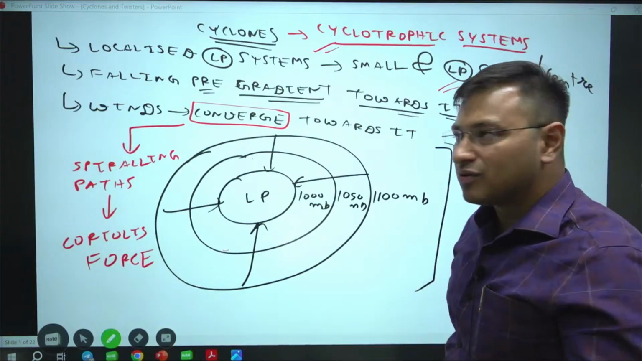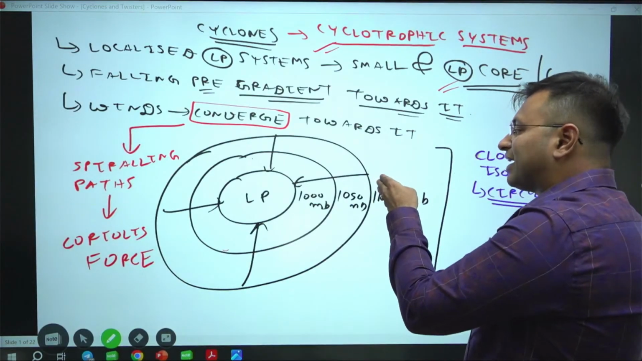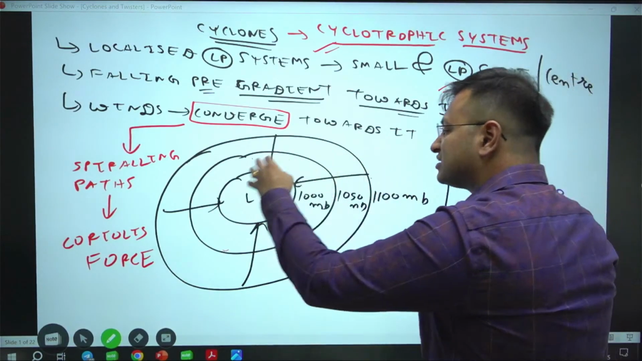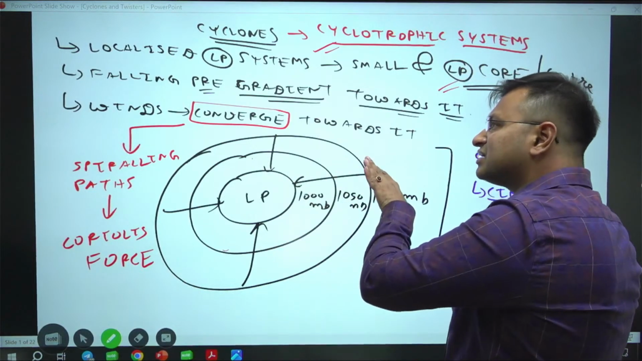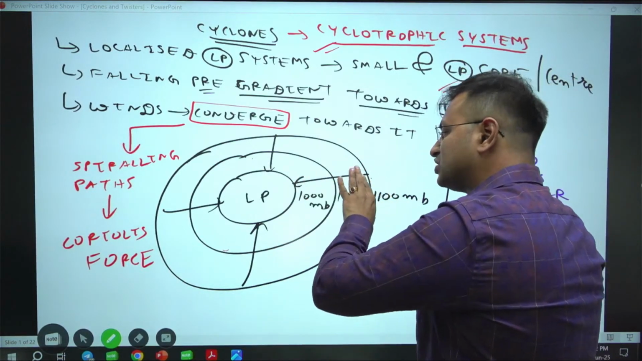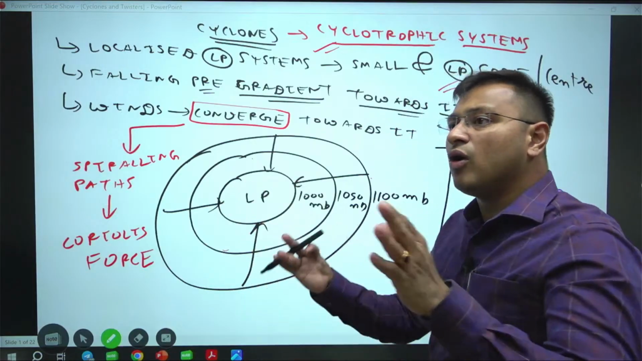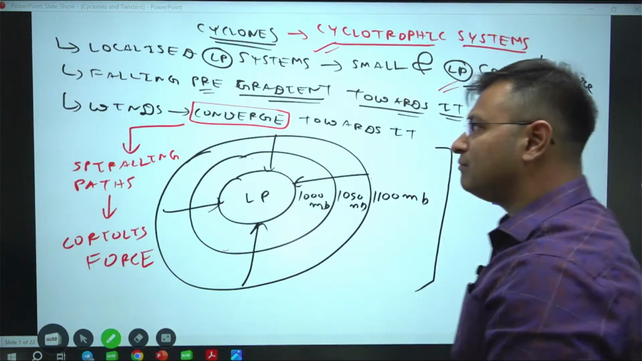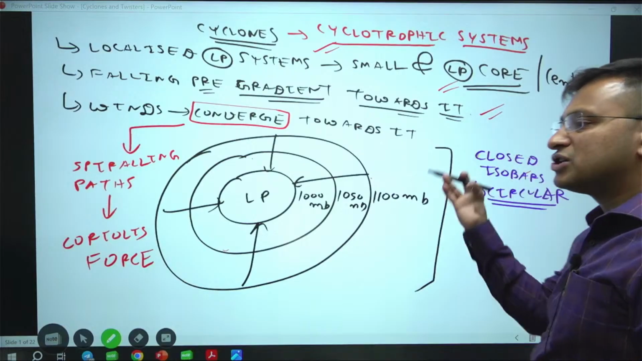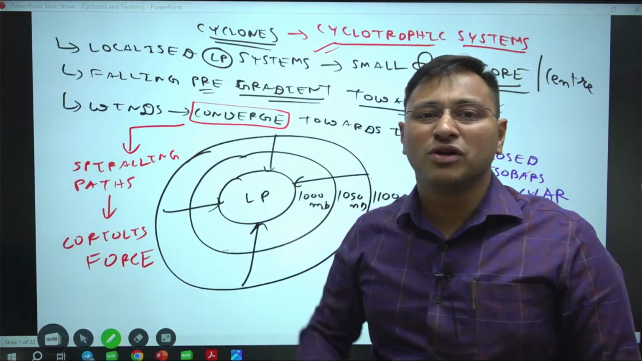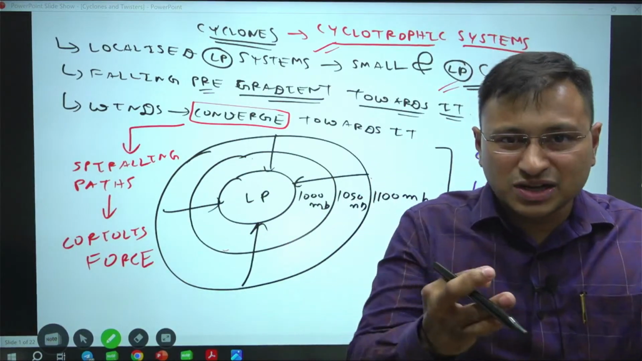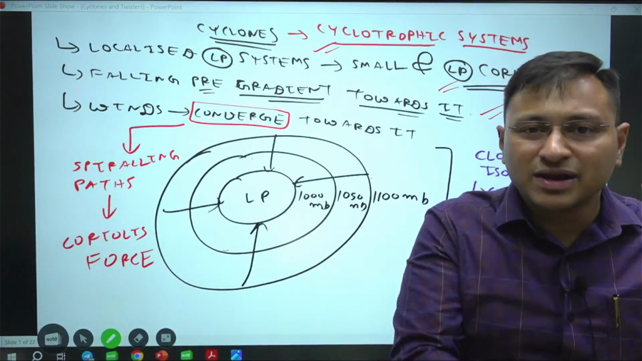In the sense of what, sir? That if you are trying to factor in how much is the pressure in the surrounding areas, we'll see that from the surrounding areas, the pressure is falling from all directions towards the center. Meaning that the pressure gradient is continuously falling towards it. The change of pressure is continuously happening towards the center.